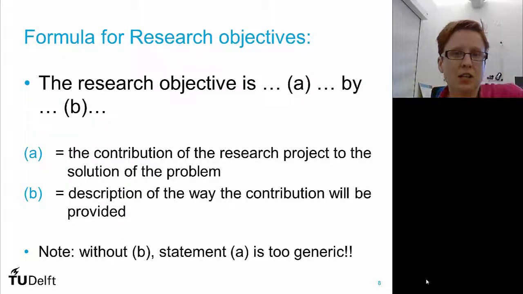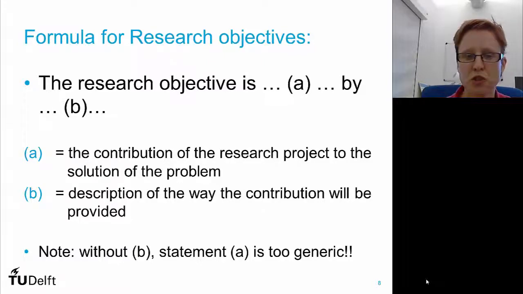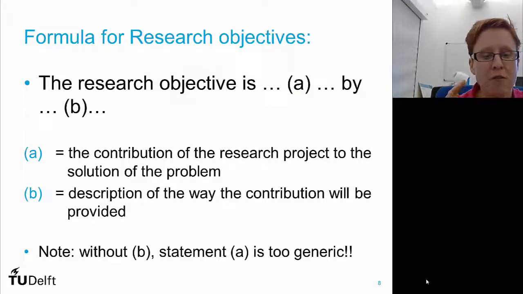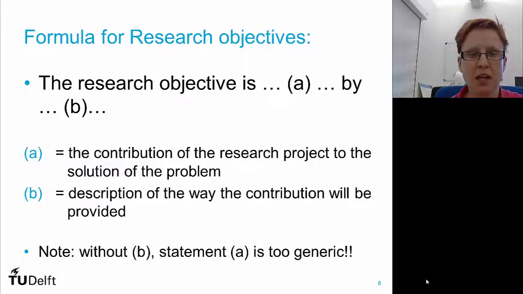So basically, as any good engineer, we like a formula. The formula for a research objective is: the research objective is A by B, in which A stands for the contribution of the research project to the solution of the problem, and B, the description of the way the contribution will be provided. If you do not have B, statement A is too generic. The research objective is to conquer the world. That's a great idea. By what means? You're not telling anyone. Sounds a little bit like certain politicians.